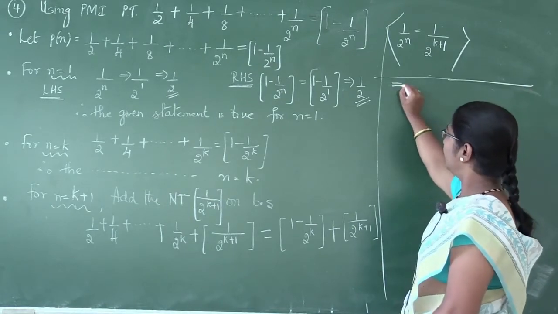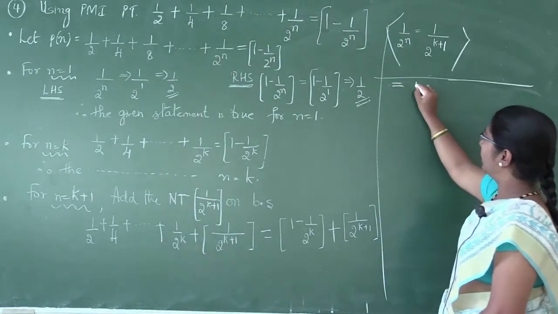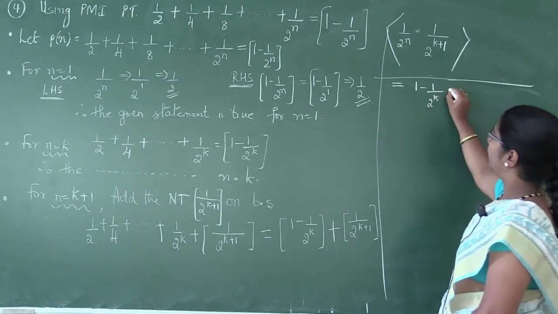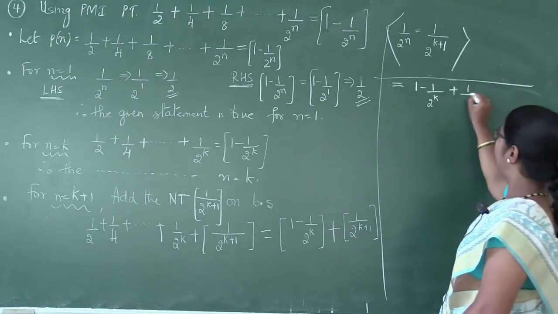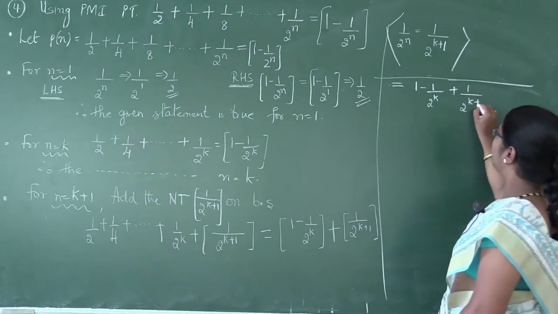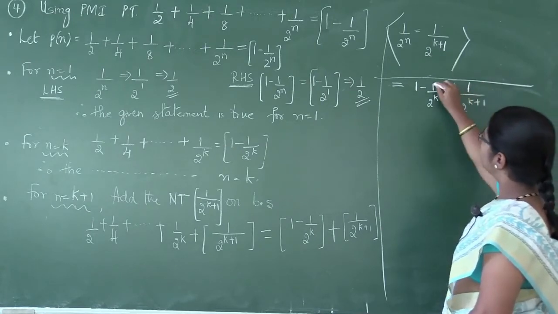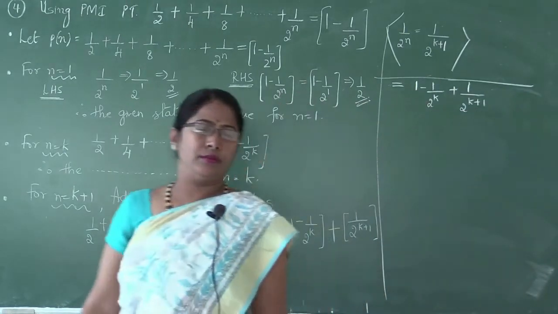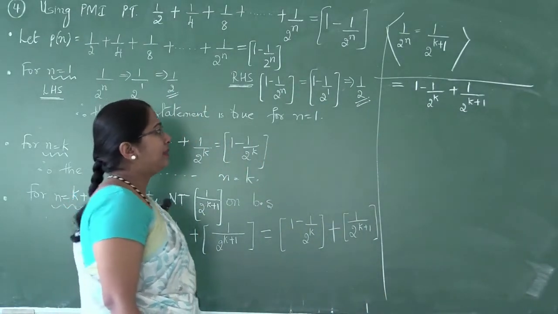What do I have here? RHS: 1 minus 1 divided by 2 power k plus 1 divided by 2 power k plus 1. This is the RHS term. Now, you need to take the LCM and simplify.